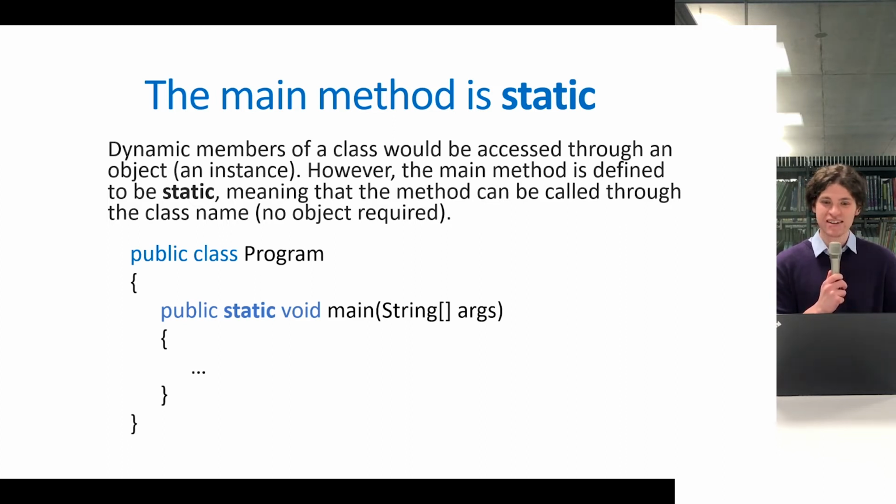Whereas something that is static, we can tell from the word, it implies that it's constant. No object is required, no different set of objects. It's not going to vary from object to object. It's the same code. So we can just call it directly through the class.